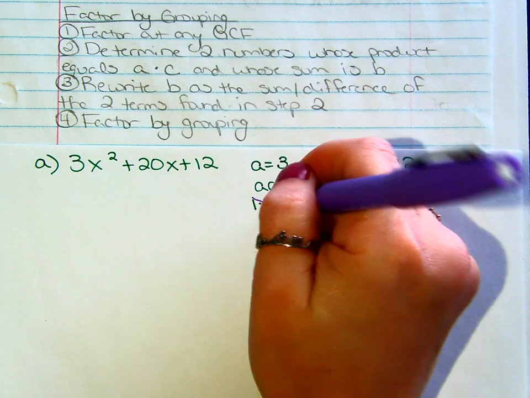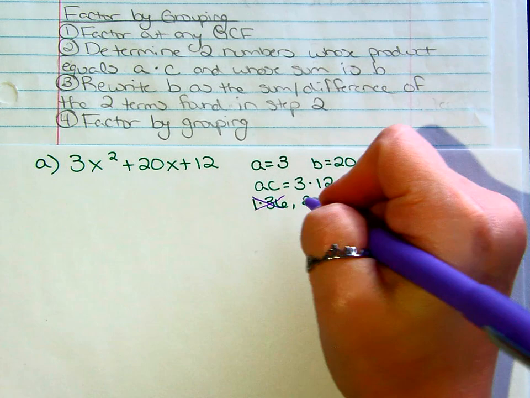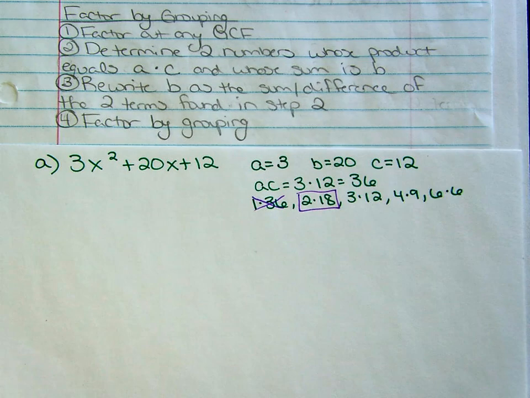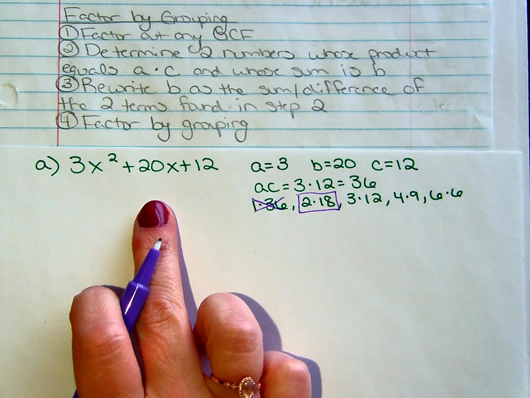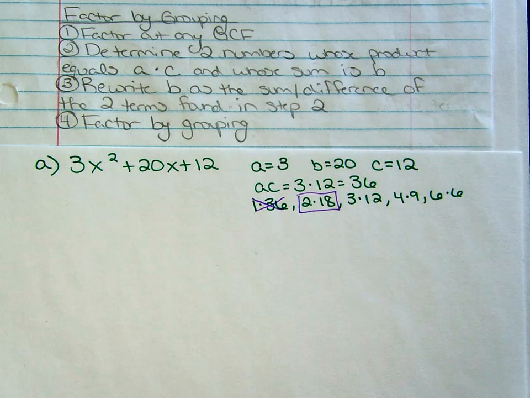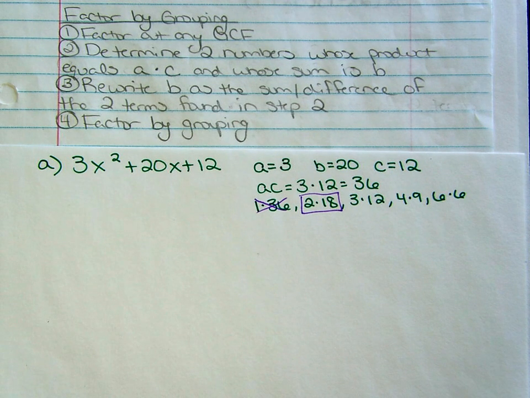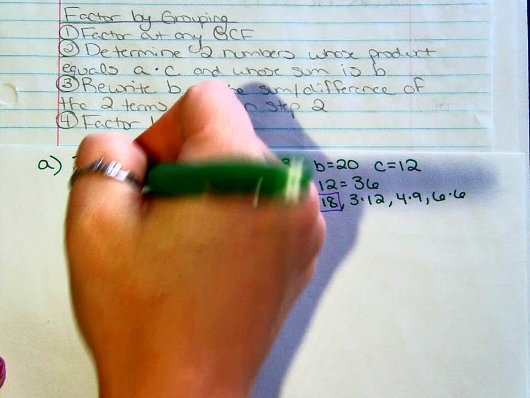Does 2 and 18 give us 20? Yes, it does. So I need to split my 20x into 2x and 18x. That's what I'm going to do. And I'm going to put the 18x first. Because, whoa, let me throw my pen. What I'm doing is I need to split that. And my first term is this 3x squared.